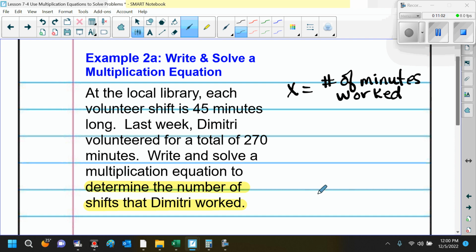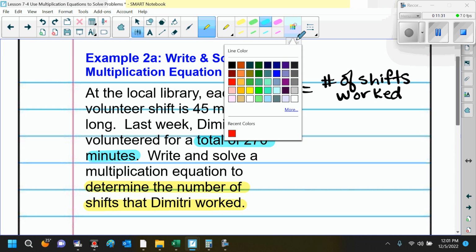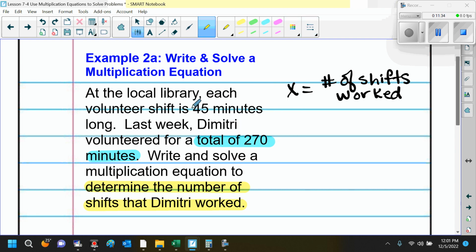Okay. What else is important here? Okay. Yes, that's wrong. Not the number of minutes worked, the number of shifts worked. Thank you. Number of shifts worked. Okay. So also important here is that he worked a total of 270 minutes. And then what else is important there? That each shift is 45 minutes. Right. So each shift is 45 minutes long.